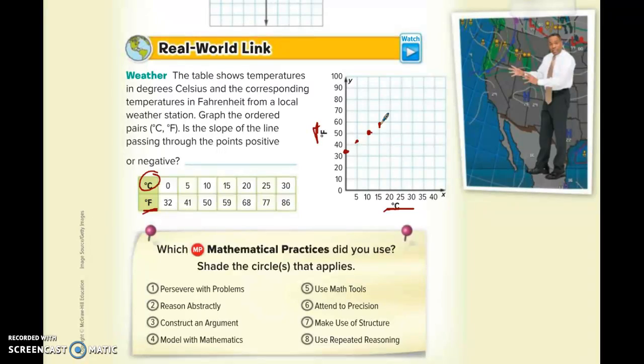Over 20, up 68. Over 25, up 77. And over 30, up 86. Okay, so that is our ordered pairs that we've graphed. If we drew in a line here, would we say that line is increasing or decreasing? We would say it's increasing so that we would have a positive slope. So our answer to that question was positive.